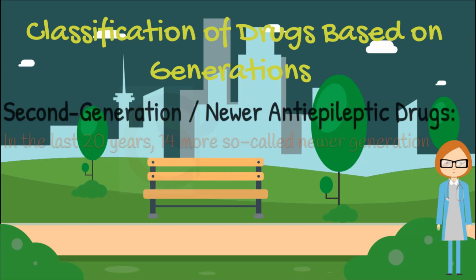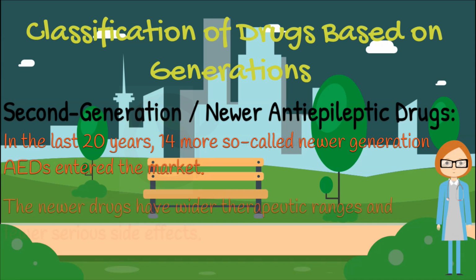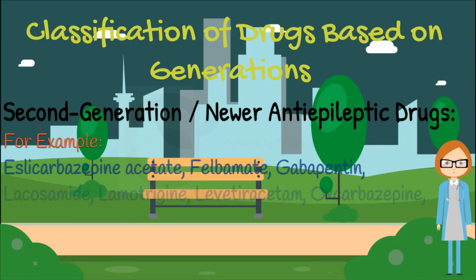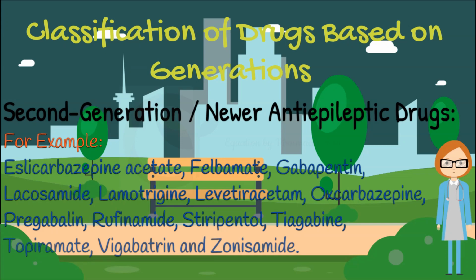Second generation or newer antiepileptic drugs. In the last 20 years, 14 more, so-called newer generation, AEDs, entered the market. In comparison to first-generation AEDs, the newer drugs have wider therapeutic ranges and fewer serious side effects. For example, eslicarbazepine acetate, felbamate, gabapentin, lacosamide, lamotrigine, levetiracetam, oxcarbazepine, pregabalin, rufinamide, stiripentol, tiagabine, topiramate, vigabatrin, and zonisamide.